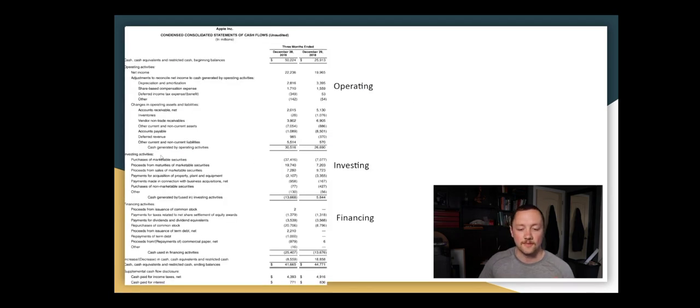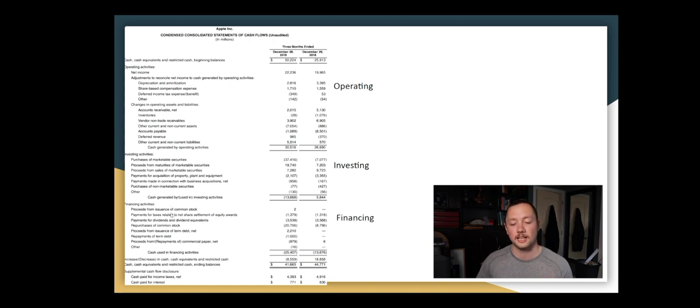You can see that they invested it in a number of different ways: non-marketable securities, purchase of different securities, sales of marketable securities, payments for acquisition of property, plant, and equipment. So they're basically paying out their leases in these different areas here.